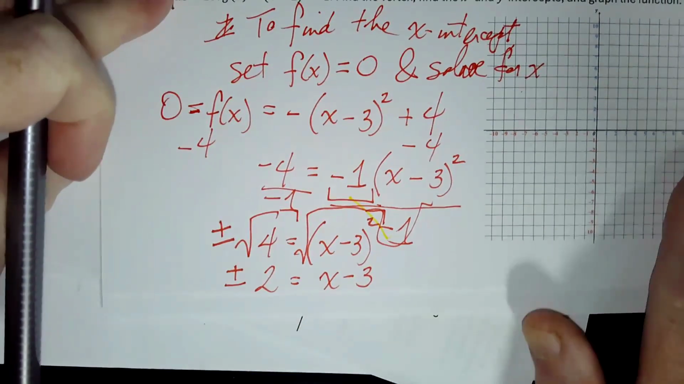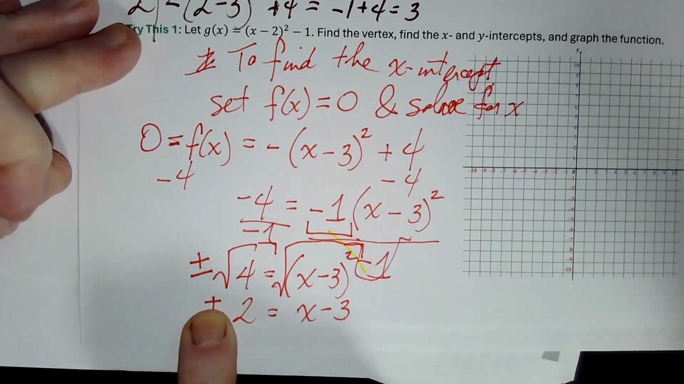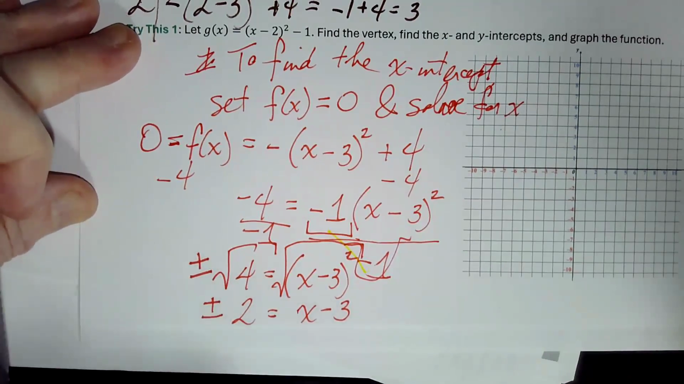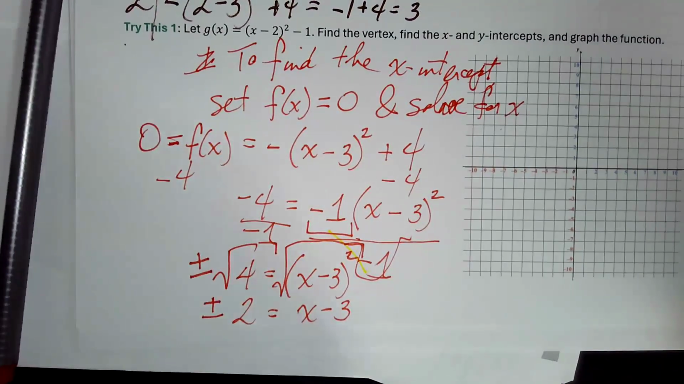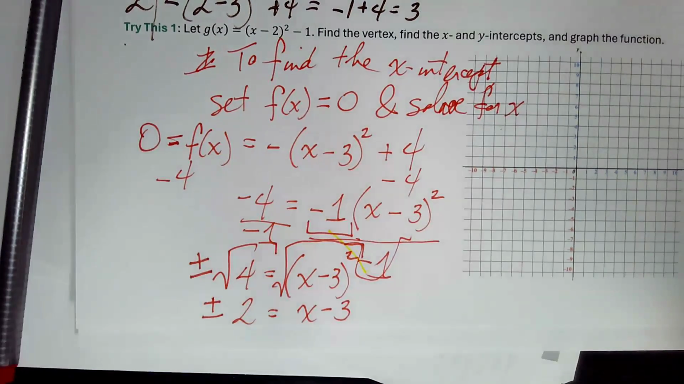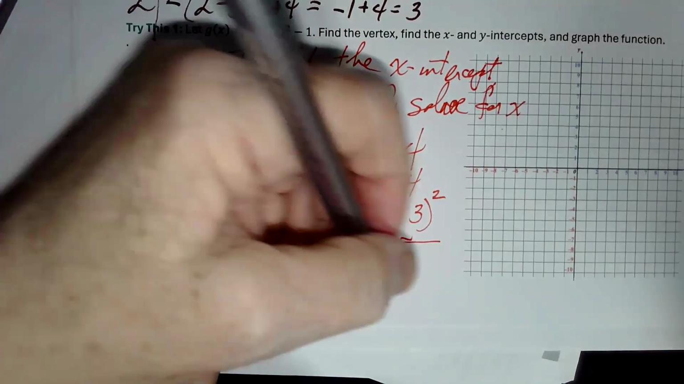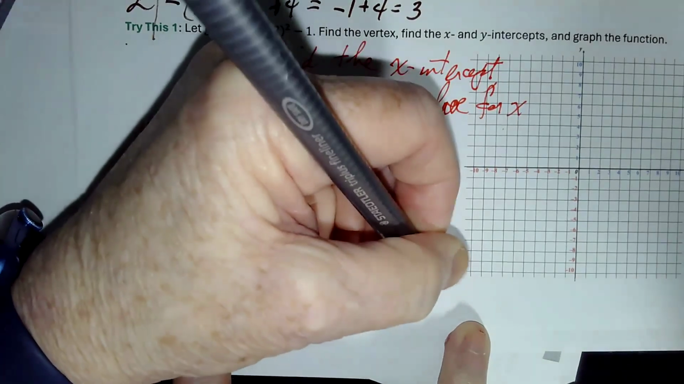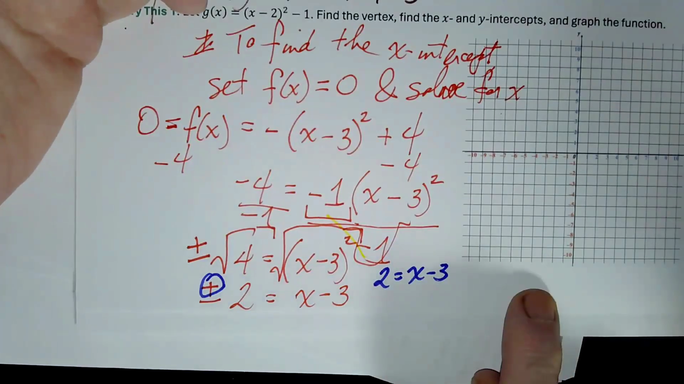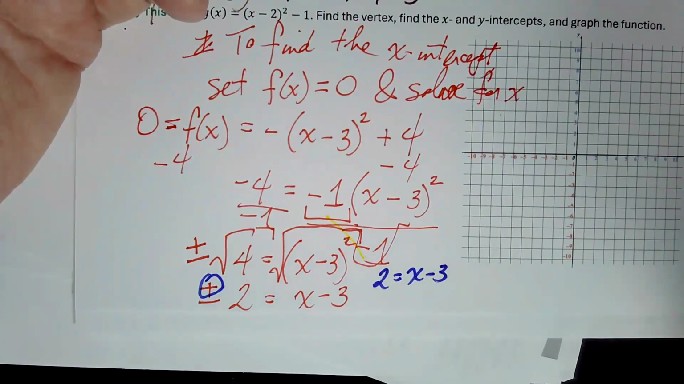And to find the two values of x, we're going to first use the plus sign, and then we'll use the minus sign. And that will give us two values. Let's use the plus sign, we'll have 2 is equal to x minus 3. How can we solve for x?